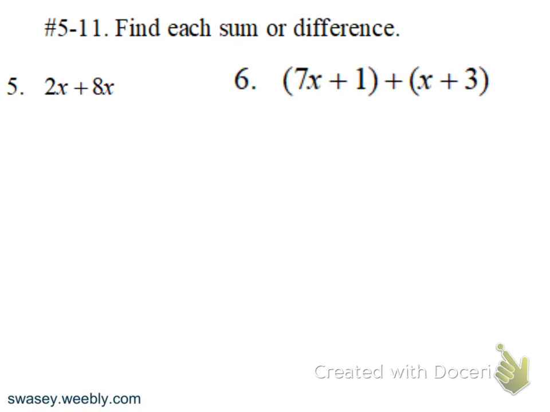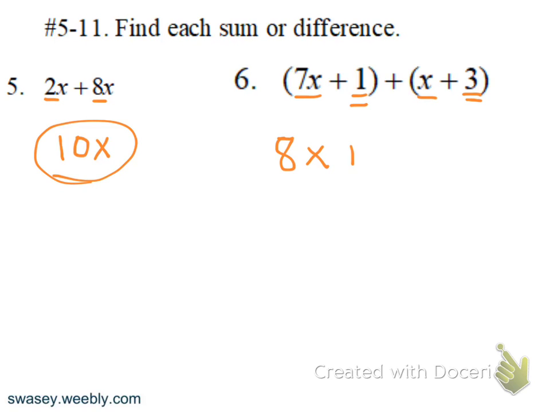All right, we're finding the sum or difference. So add your coefficients when they're like terms. So 2 plus 8 gives us 10, and we keep the x. 2x plus 8x is 10x. Number 6, we've got a binomial plus a binomial. Add your like terms. 7x plus 1x is 8x. 1 plus 3 gives us 4.